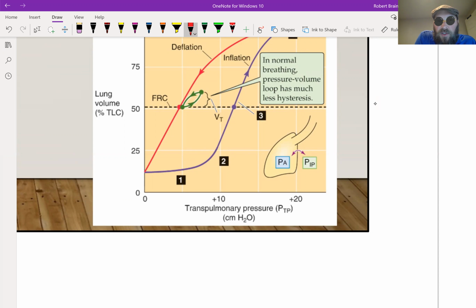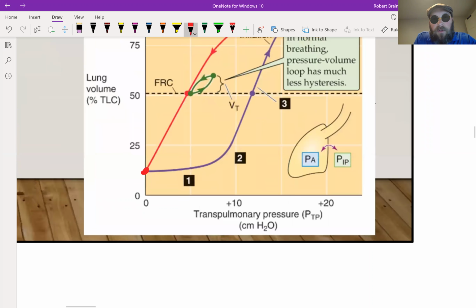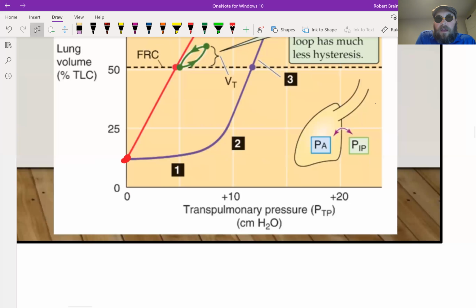So let's look at this. If we've got a transpulmonary pressure of zero, zoom in right here, right where that green dot is, we're right there. So what we're going to do now is increase the transpulmonary pressure of that collapsed lung. We're going to increase it to 5, okay?